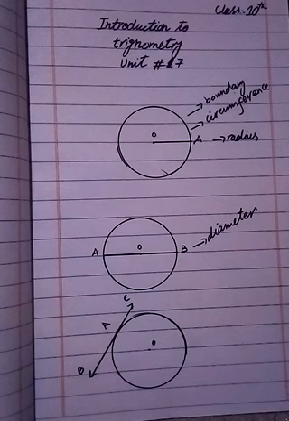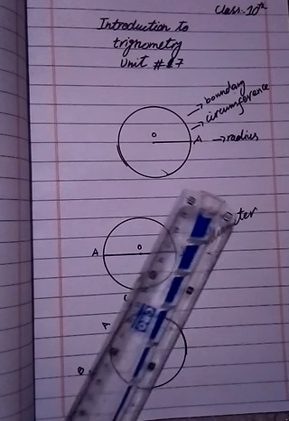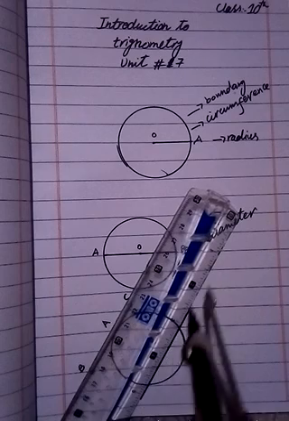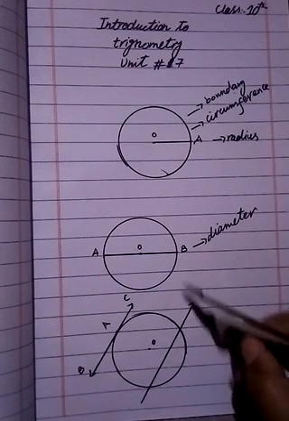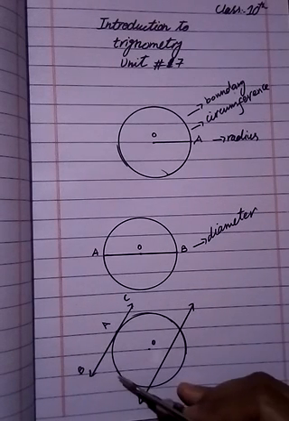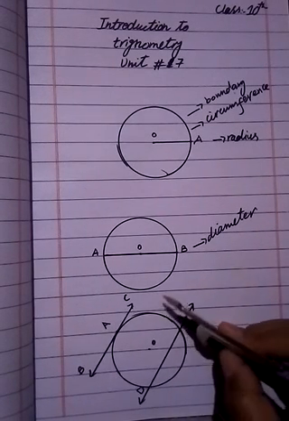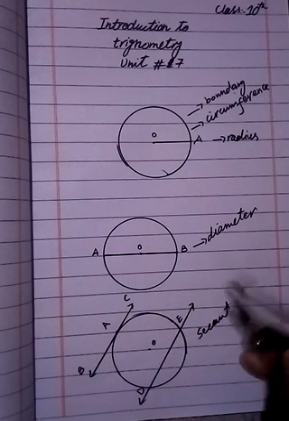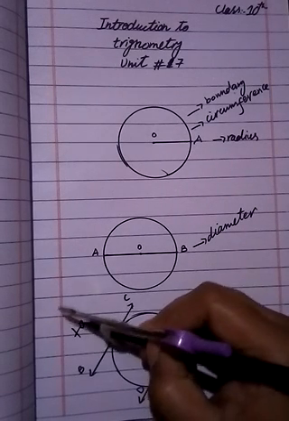Now we want to discuss the second one. If you will draw a line which passes through two distinct points like this. Now its name is D and E. So this is a secant. Its name is secant and its name is tangent.